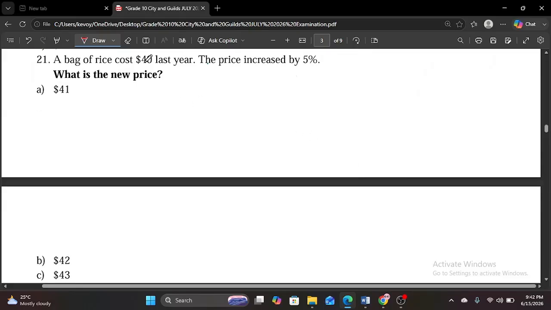So a bag of rice cost $40 last year. The price increased by 5%. What is the new price? You need to find what is 5% of $40 so that you can know what the new price is.